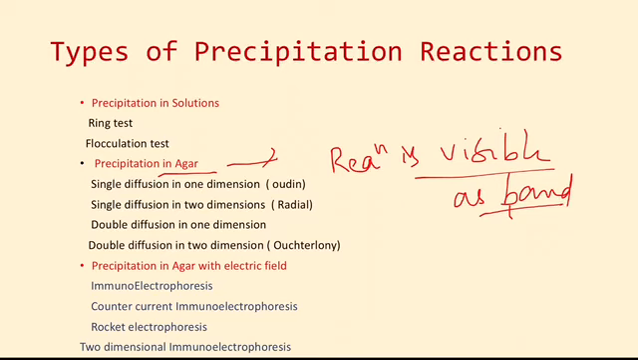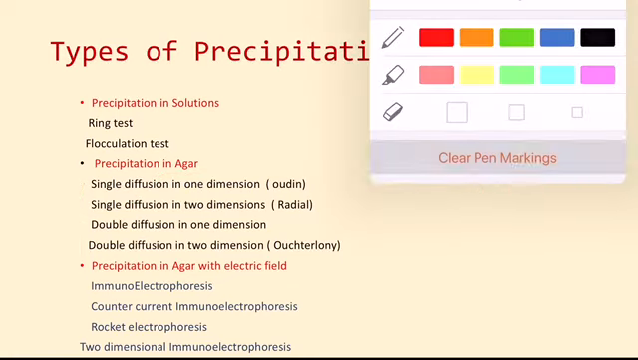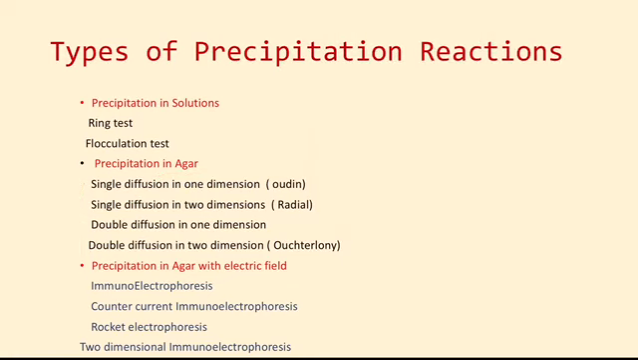The types of precipitation in agar are 4 types. The first one is single diffusion in 1 dimension. This method was pioneered by Oudin, who was the first to use gels for precipitation reactions.